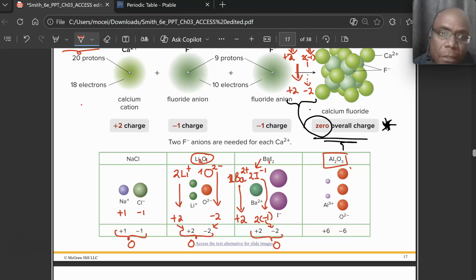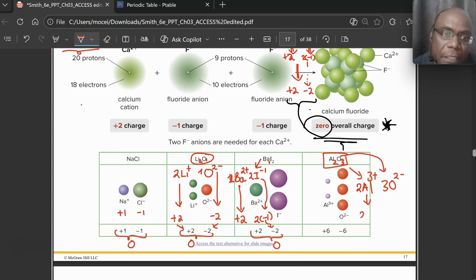In aluminum oxide, I see I have 2 aluminums, but I do know aluminum is in main group 3. It reacts by losing 3 electrons, so 3+. I see I have 3 oxygens, and each oxygen is 2-. Again, oxygen is 2 steps to neon. It's a nonmetal. It gains 2 electrons.